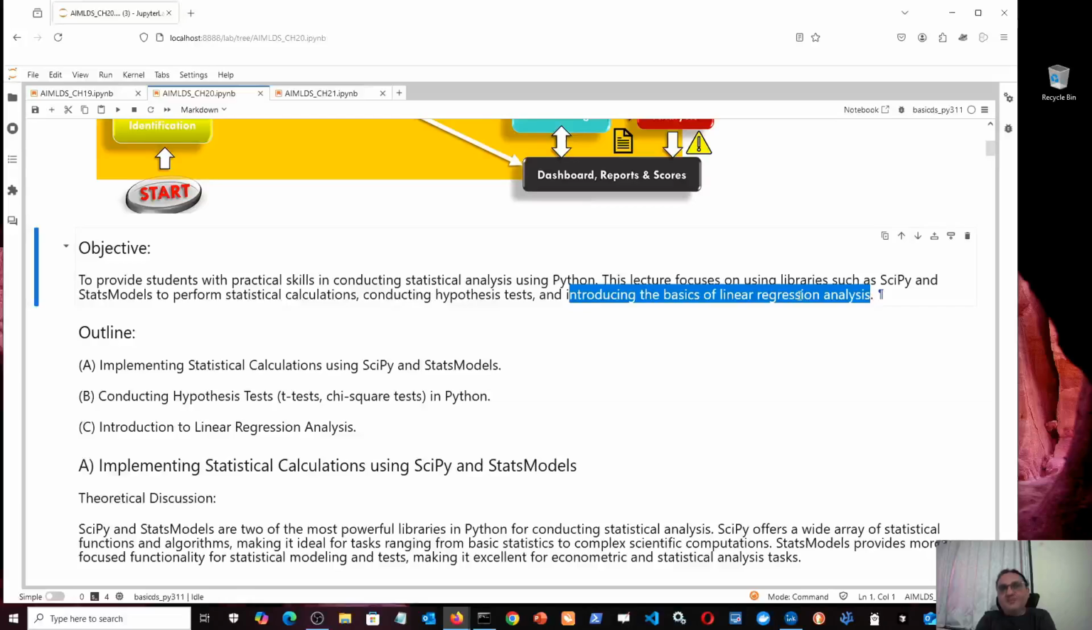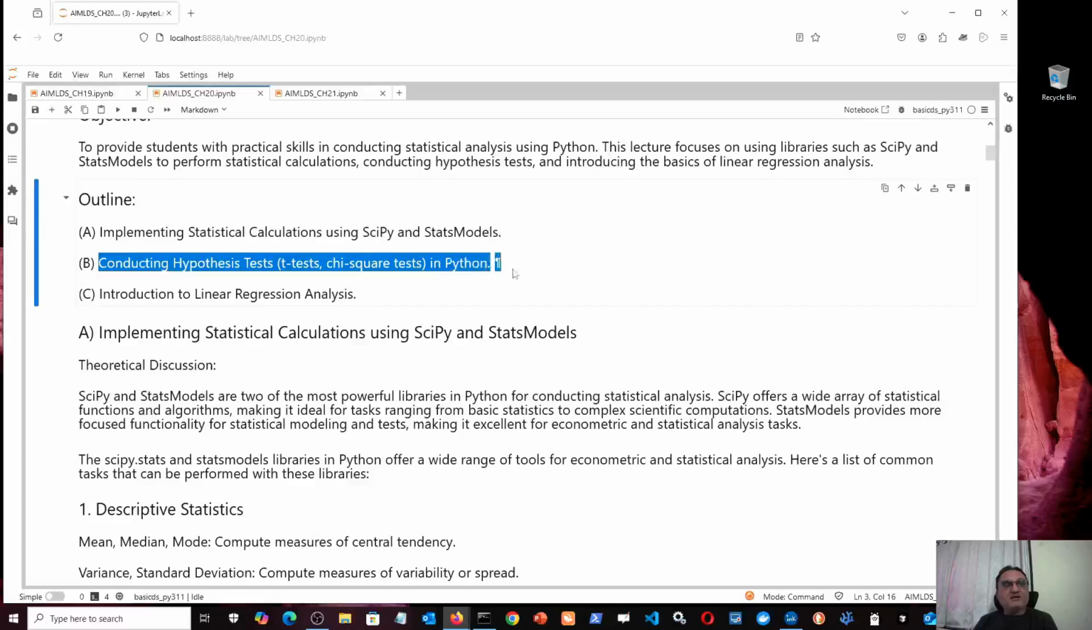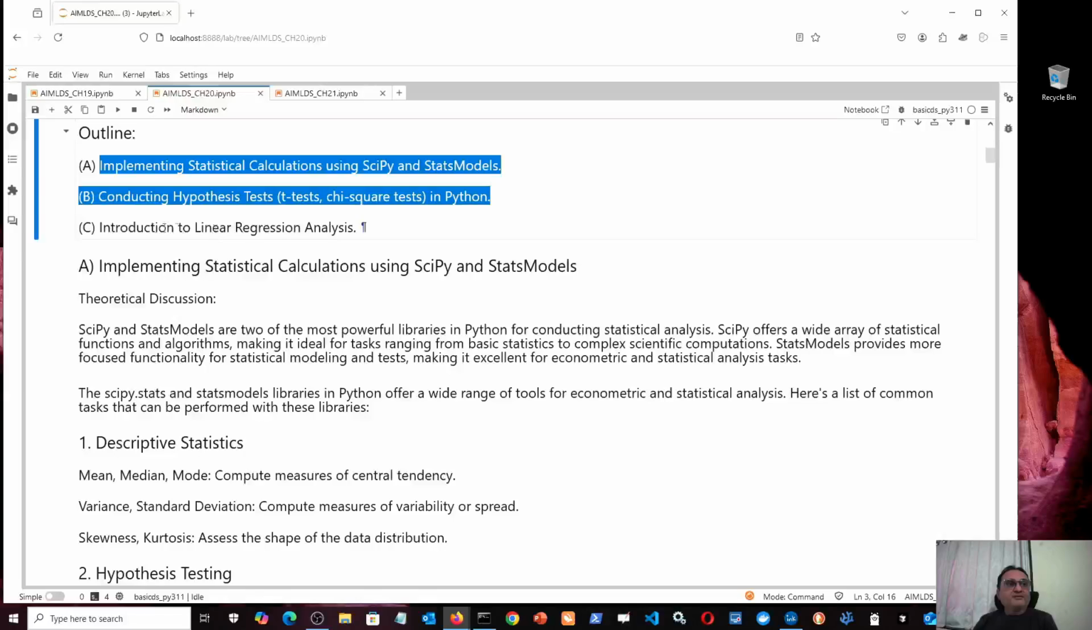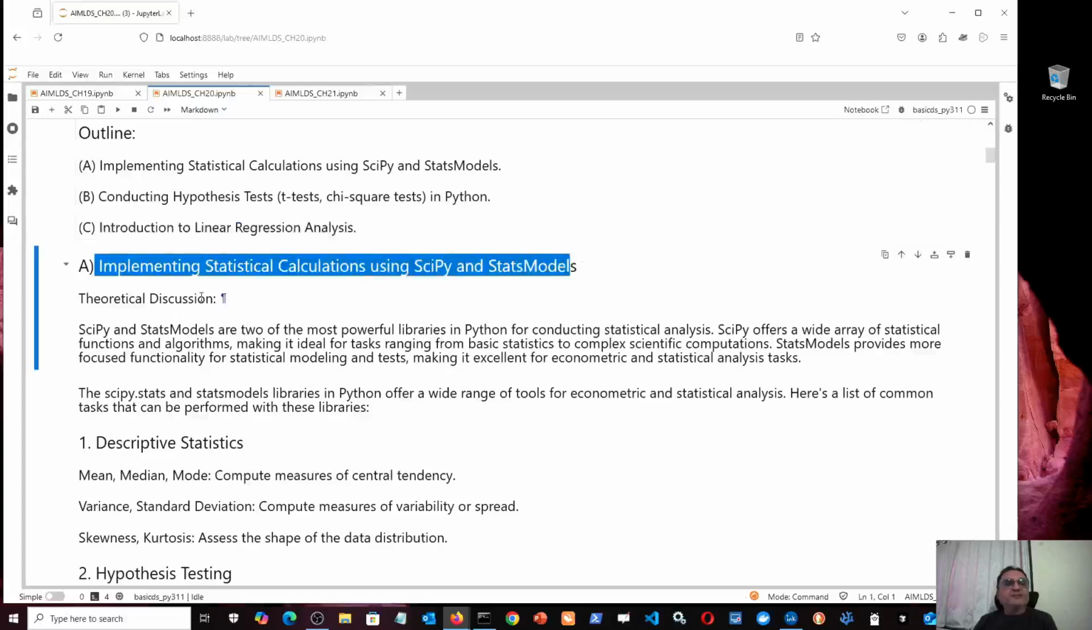Now that part is new for this chapter, though here and there some scattered discussion about linear regression was already included in the previous chapter and some of the earlier chapters also. But this time we are officially introducing linear regression. Okay, there are three main parts of the chapter. One, implementing statistical calculations using SciPy and Statsmodels. Two, conducting hypothesis tests. These two parts will be just a revision of previous chapters in a way, and this third is new: introduction to linear regression analysis. So let us do the first part, implementing statistical calculations using the SciPy and Statsmodels libraries.